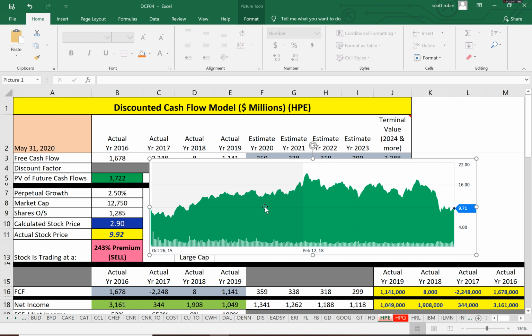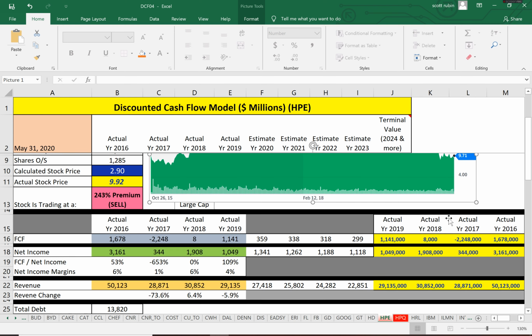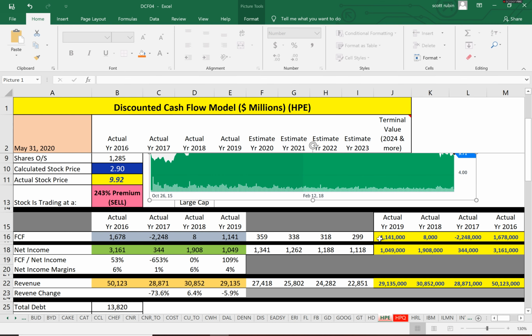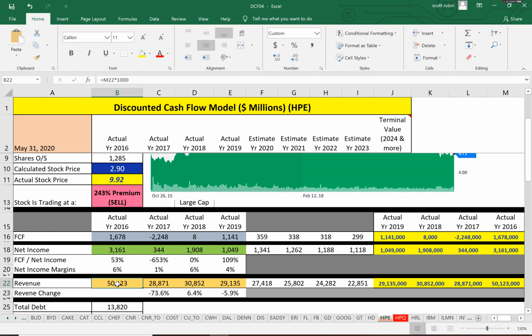So this is the historical stock price of Hewlett Packard, and it's been coming down. As you can see, it was around 20 at its peak, and it's come down to under 10. So with so much debt, I'd be a little concerned. But this is a big company. It's $50 billion a few years ago, and it's still $29 billion in sales. It's a big number.